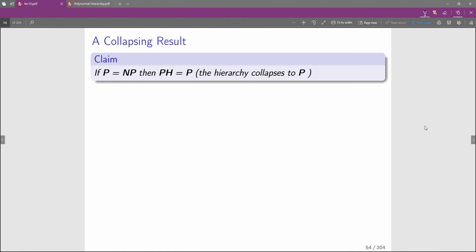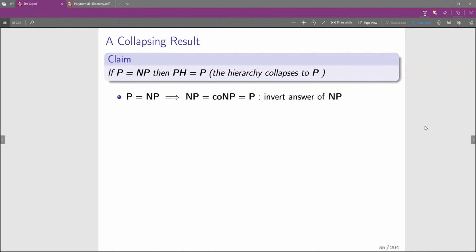Now we'll be discussing this. We'll not be proving it thoroughly, but we'll go through the proof at a higher level, how the proof follows. So the first claim is that if P equals NP, then the polynomial hierarchy equals P. Indirectly it means the hierarchy collapses to P if P is equal to NP. How do you prove this?